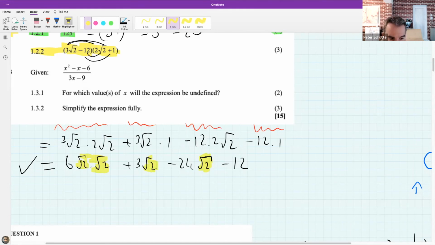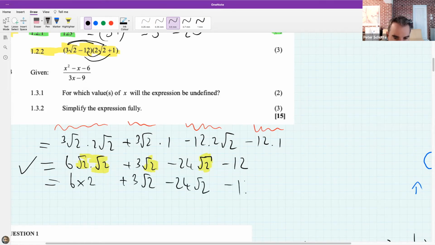So root 2 times root 2 is actually the same as 2, which is wonderful because 6 times 2 is 12. And there's a minus 12 at the end. So really, it feels to me like these two can cancel each other out.